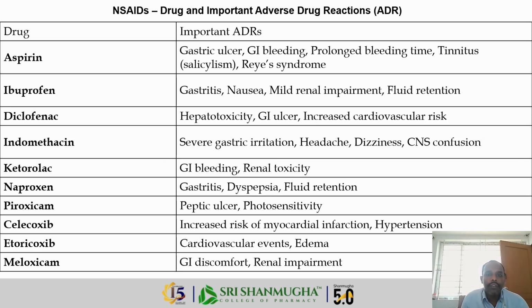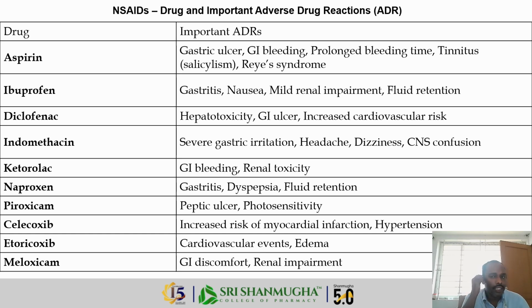Finally, we have to know the important adverse drug reactions of NSAIDs, which is very important for various competitive exam aspects. First, we have aspirin. Aspirin is known to cause gastric ulcer, GI bleeding, prolonged bleeding time, tinnitus, and Reye's syndrome. Next, we have Brufen. Brufen is known to cause gastritis, nausea, mild renal impairment, and fluid retention. Next, we have diclofenac. It produces hepatotoxicity as a predominant effect.